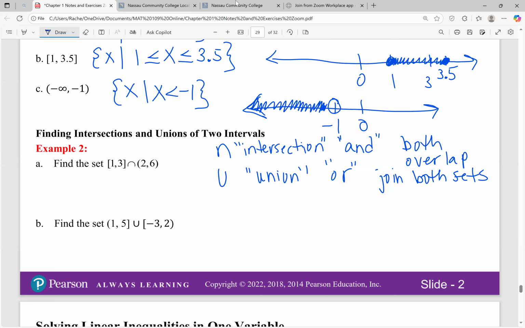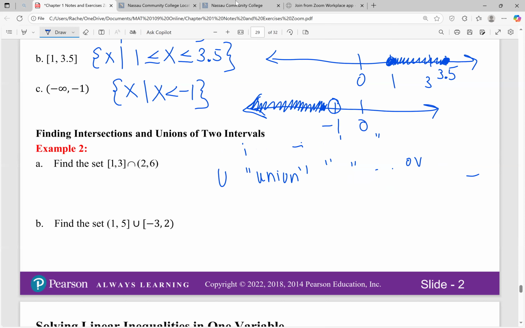All right, so let me just make room. Let me get rid of this. And just a reminder, these are videos. So even though I might erase, you could always pause at any point in these videos in order to finish copying something down. All right, so find the set 1, 3, intersection 2, 6. So in other words, we want to find where the sets happen at the same time, where they overlap.